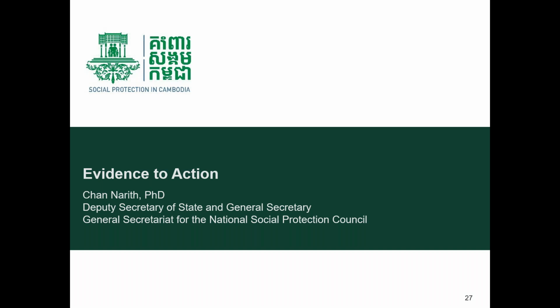The council is composed of 12 ministries represented by their respective ministers or Secretary of State, including Ministry of Health, Ministry of Labor and Vocational Training, Ministry of Social Affairs, Veterans and Youth Rehabilitation, Ministry of Education, Youth and Sport, Ministry of Civil Service, Ministry of Women Affairs, Ministry of Planning, Ministry of Interior, Ministry of National Defense, as well as the Council for Agriculture and Rural Development. The council is currently chaired by the Deputy Prime Minister, Minister of Economy and Finance.